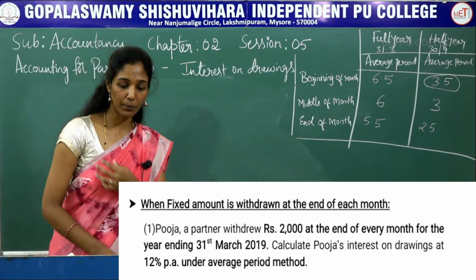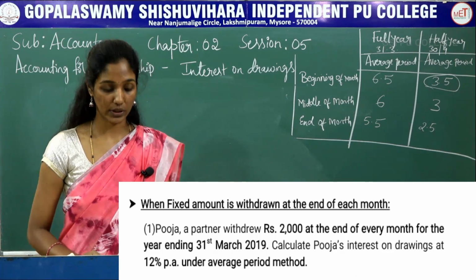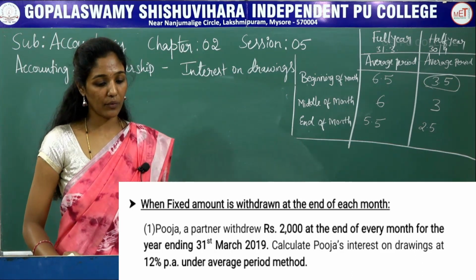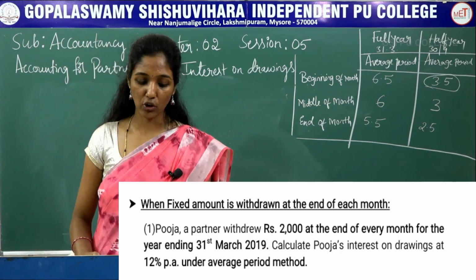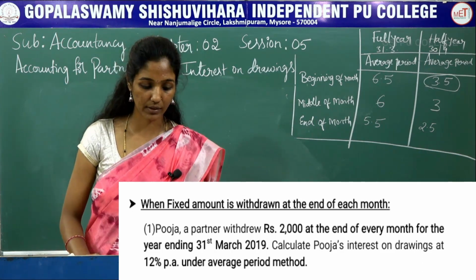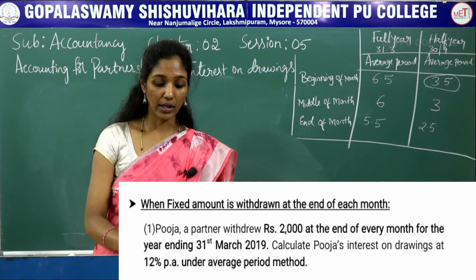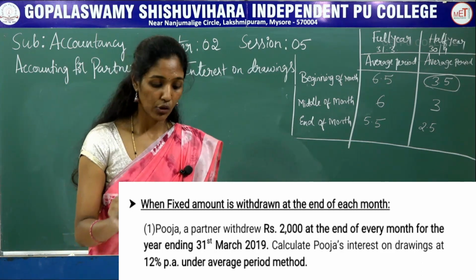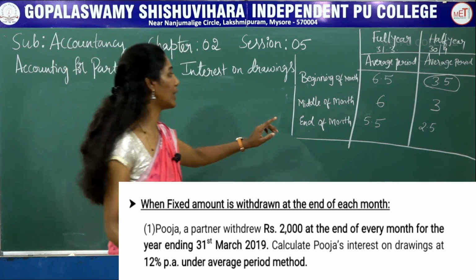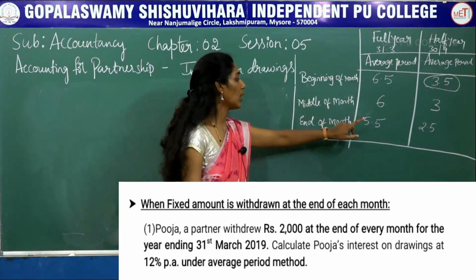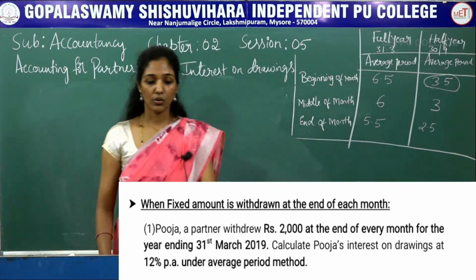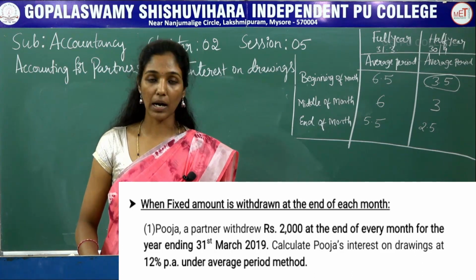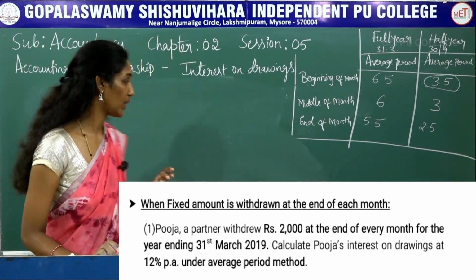And in the second example problem, when a fixed amount is withdrawn at the end of each month: Pooja, a partner, withdrew rupees 2000 at the end of every month for the year ending 31st March 2019. Here the books of accounts closed on 31st March 2019, so you will be very careful. The average period will be considered as 5.5. Calculate Pooja's interest on drawings at 12% per annum under the average period method.